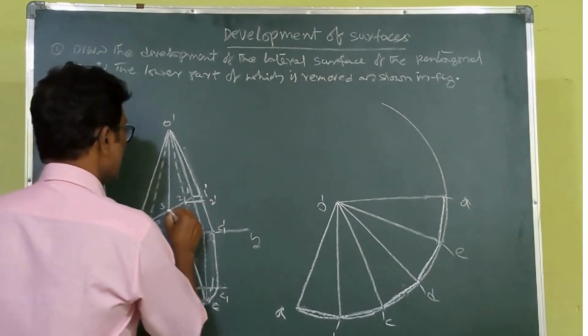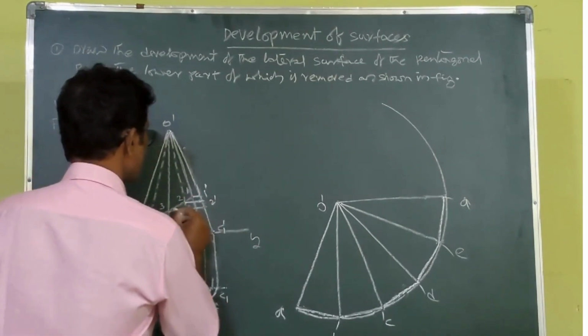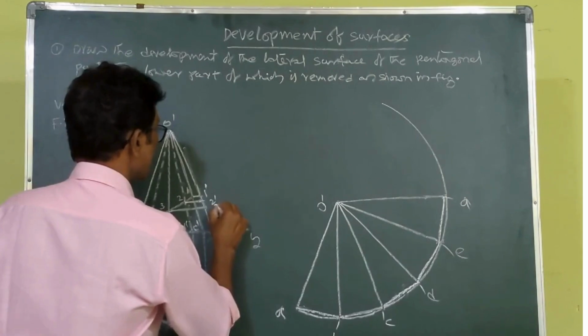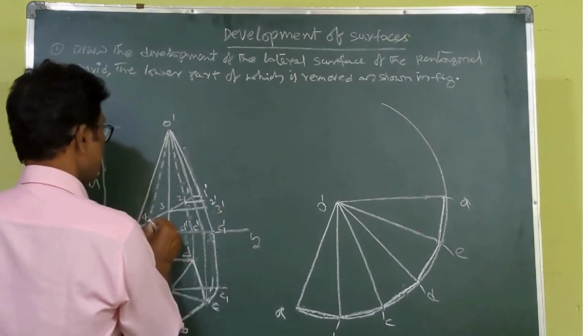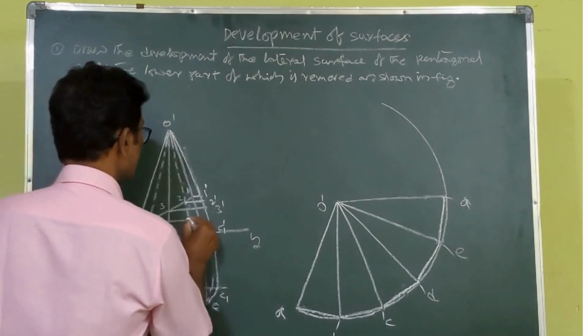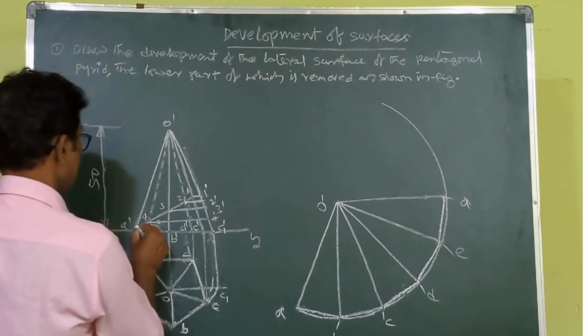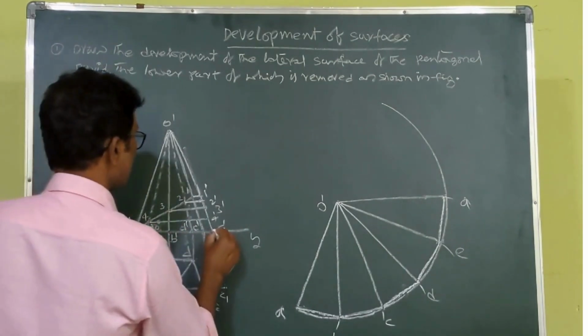From here also, C also, you draw the horizontal line onto O dash and C1 dash. This is the 3 dash. At 4 also you draw the horizontal line. This is the 4 dash. Already this point is A dash here. This is automatically coming to this one.